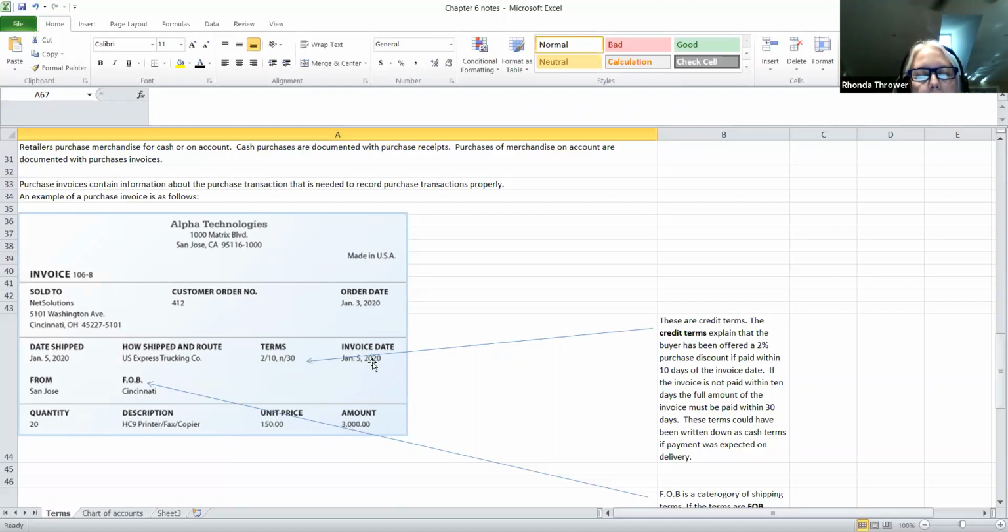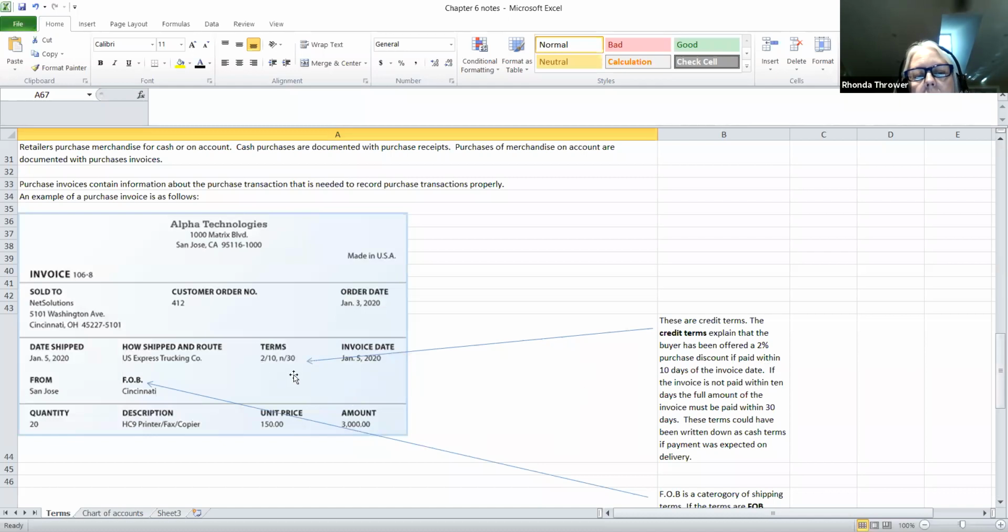The credit terms are associated with the invoice date. So January 5th is the invoice date. As long as we pay within 10 days, we can take a 2% discount off of this total amount that we owe of $3,000. If we don't pay by January the 15th, the net amount is due in 30 days, 30 days from January the 5th.